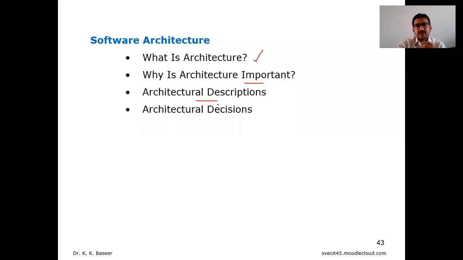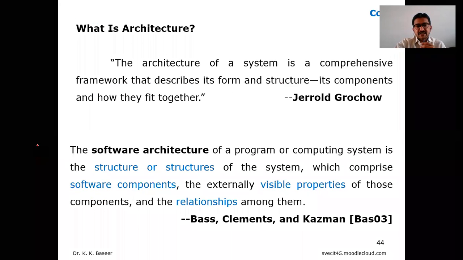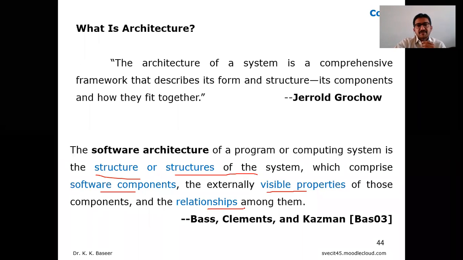means the output of software architecture, and what decisions can be taken. So simply, an architecture of a system is a comprehensive framework that describes its form and structure. And the definition of software architecture is the structure or structures of the system. It will be called both structure as well as structures of the system. Now, the structures of the system comprise software components, the externally visible properties of those components, and the relationships among them. So simply, a software architecture is the structure or the structures of the system which comprise software components, the externally visible properties of those components and relationships among them.